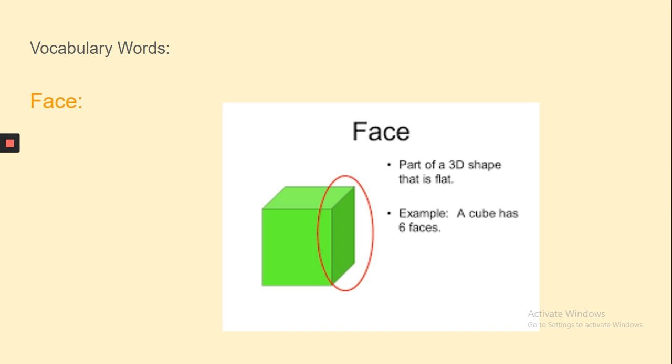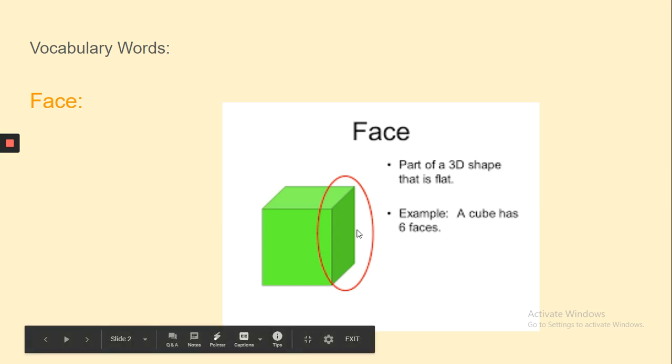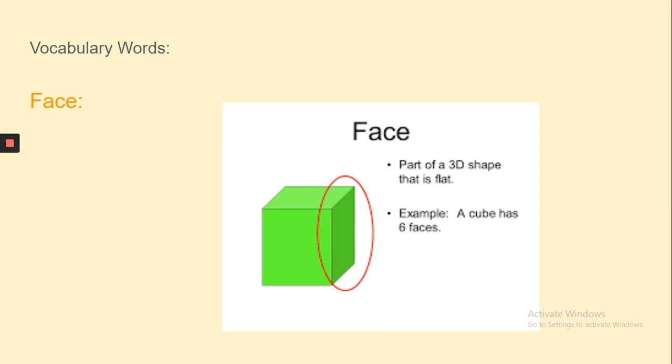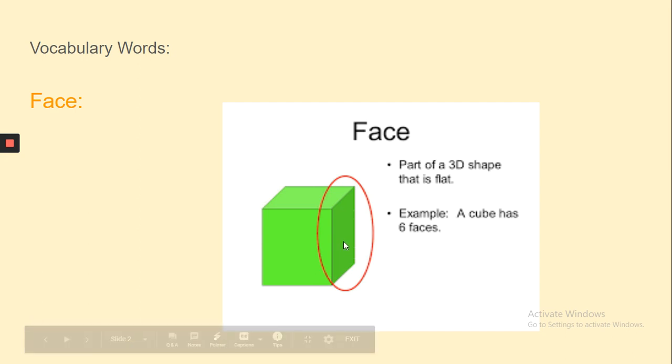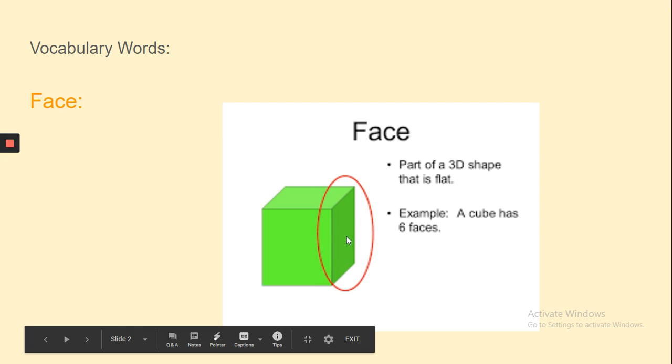So our first vocabulary word that we're going to look at is face. Now, on different 3D objects, they have a face, and that is the part of the 3D shape that is flat. So here you can see it is circled in red. The part that is flat, the whole part that's flat, is called the face.